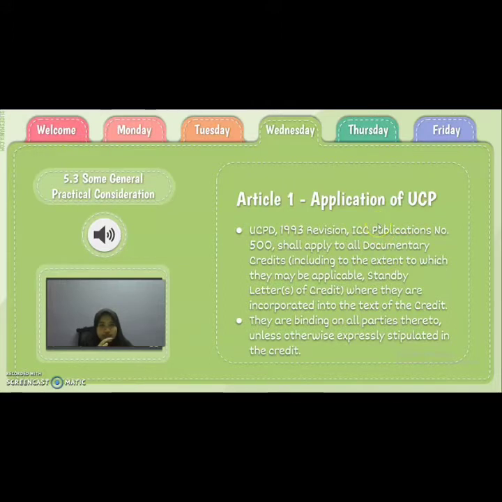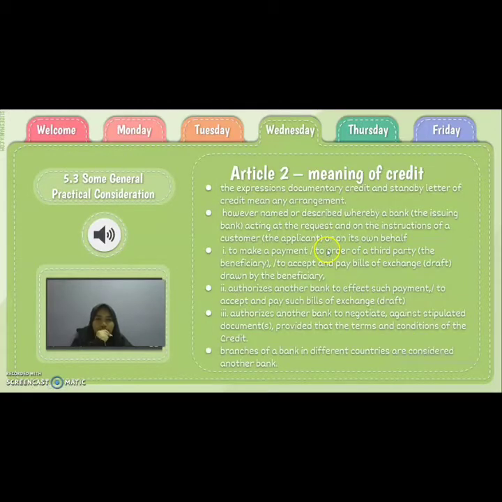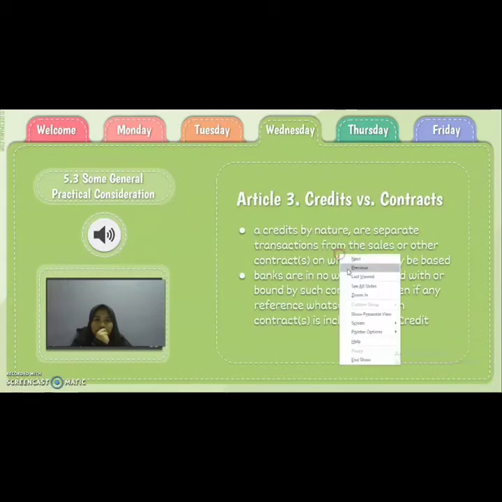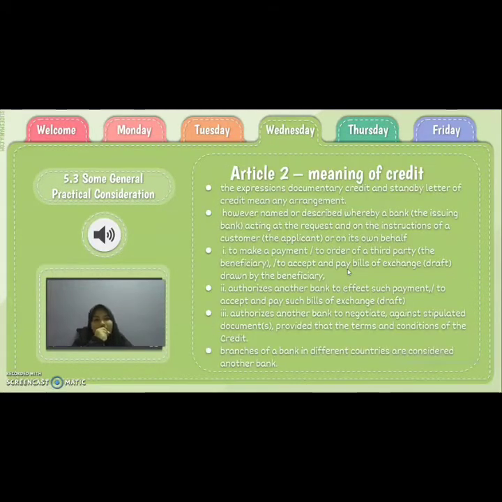Article 1 mentions the application of the UCP. In Article 1, there is a rule that applies to any documentary credit, a letter of credit that specifically mentions that it is under UCP. Article 2 is the meaning of the credit. It covers basic terminology or processing for the flow of the financing.